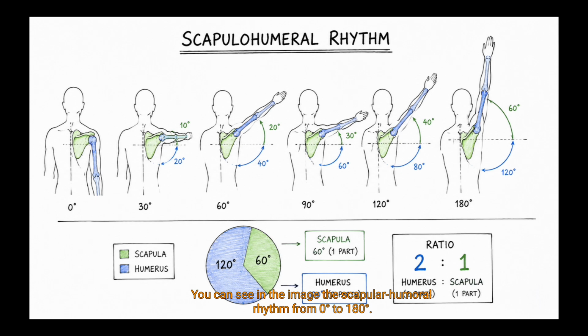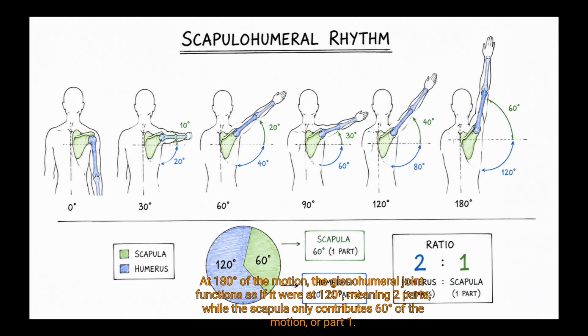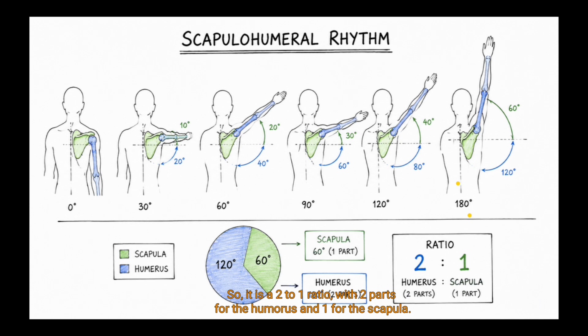You can see in the image the 0 to 180 degrees of the scapulohumeral rhythm. At 180 degrees of motion, the glenohumeral joint accounts for 120 degrees, that is two parts, and the scapula only has 60 degrees of the motion, that is one part. So the ratio is 2:1, two parts for the humerus and one for the scapula.